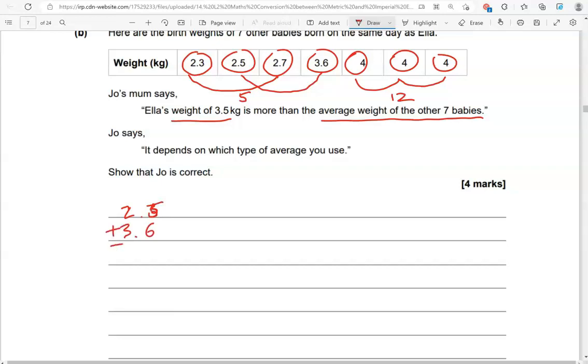5 and 6, that is 11, so 1 down and 1 carried over. 2 and 3 is 5 and the 1 is 6, so 6.1. So we add in 6.1 plus 5 plus 12.